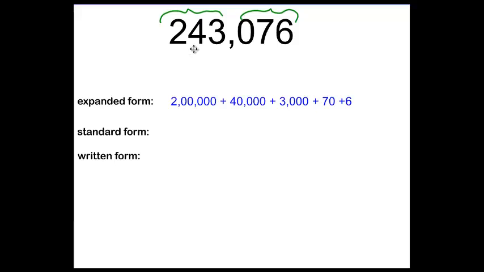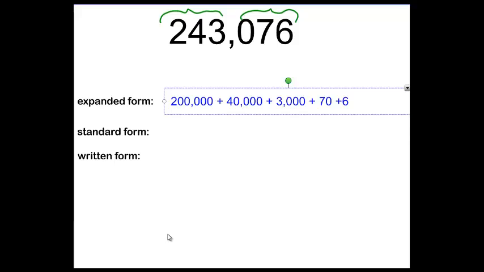Let's go back and look at each digit on its own. This 2 is in the hundred thousands place, and we have 2 of them. So we need to write, oops, I got that comma in the wrong spot. So we need to write 200,000 plus however many are in the 10,000s place. We have 4 of them.